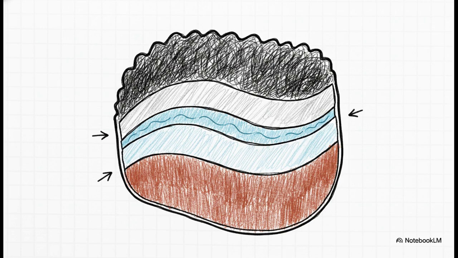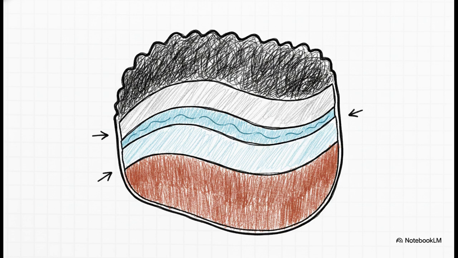The outermost layer is the fibrous pericardium, which is incredibly tough, dense, and, this is crucial, inelastic. It just doesn't stretch. Inside that is the serous pericardium, which actually folds into two layers of its own, the parietal layer lining the fibrous sac and the visceral layer, or epicardium, resting right on the heart muscle. Between those two serous layers sits the pericardial cavity.